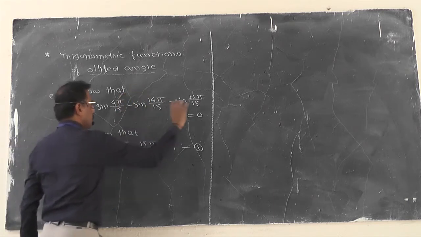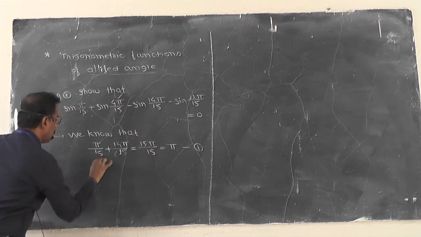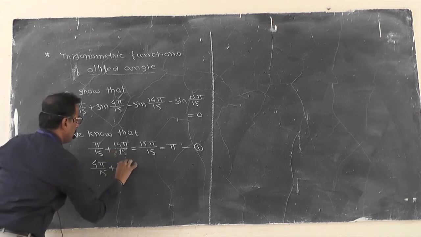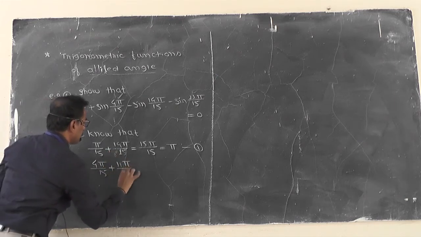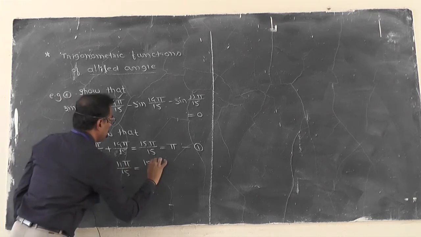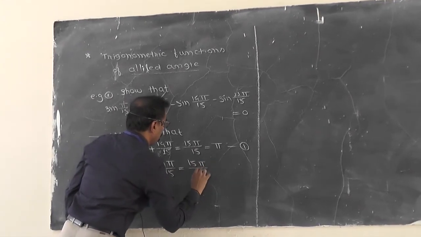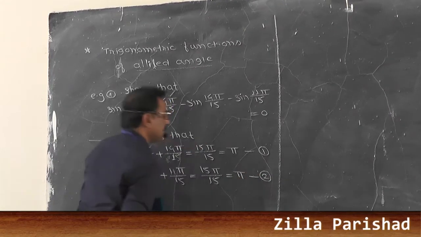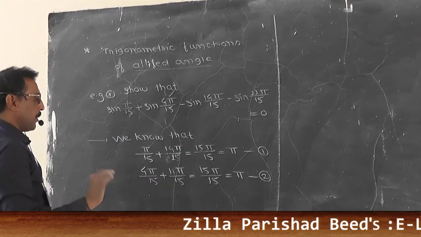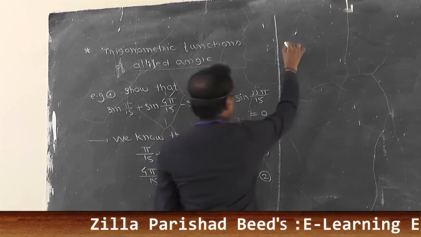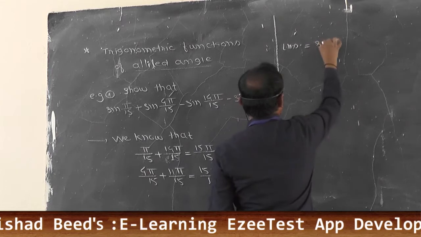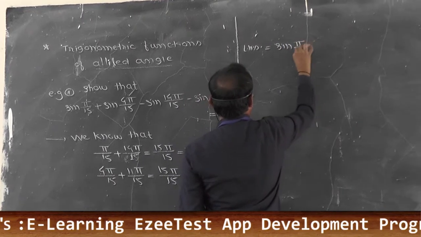Now sum of these two quantities, which one? It is 4 pi by 15 plus 11 pi by 15. Answer is 15 pi by 15 and is equal to pi. Say this as equation number 2. Now problem is over here. Basic condition is take LHS and prove RHS. Basic problem is completed now. Just take LHS. It is a routine matter now.